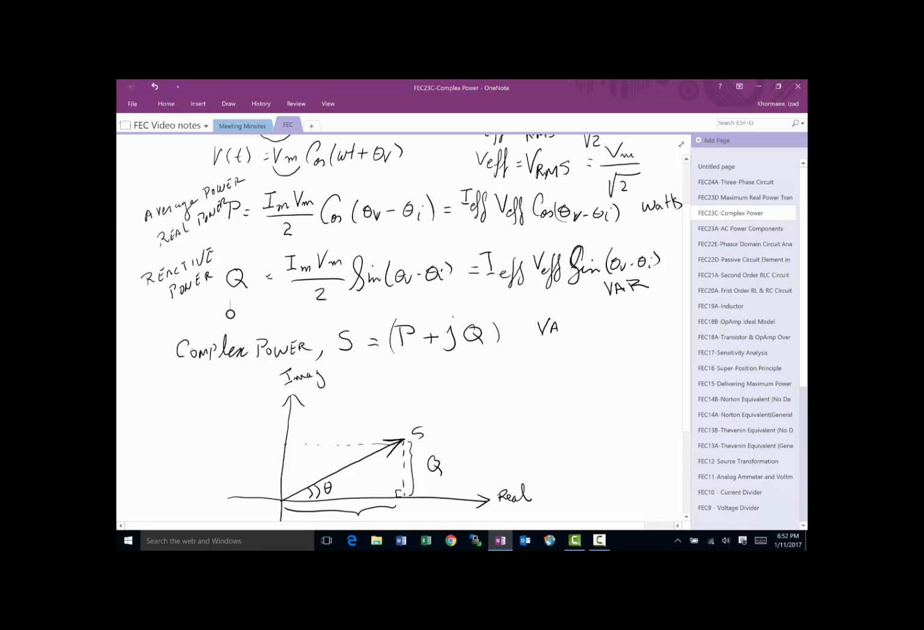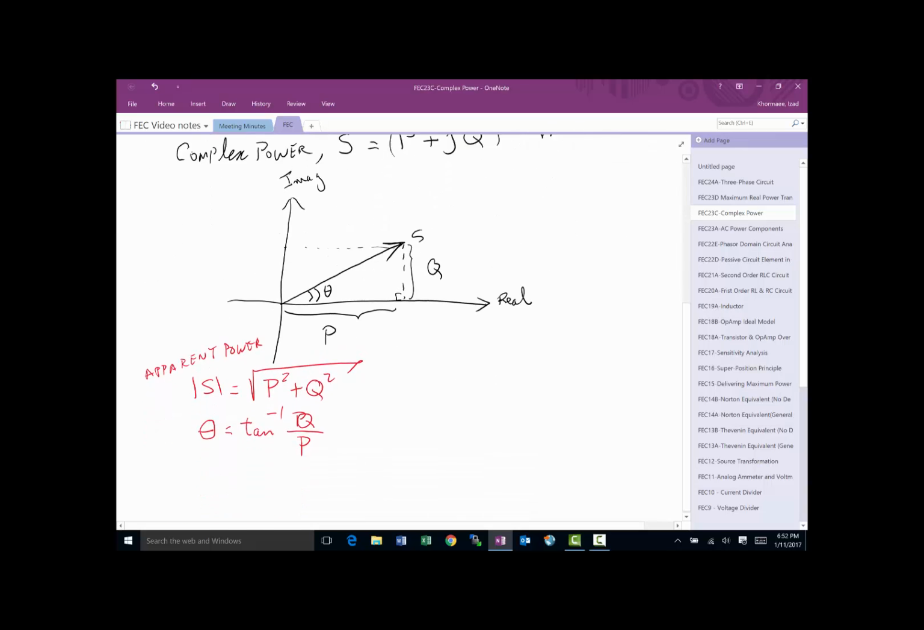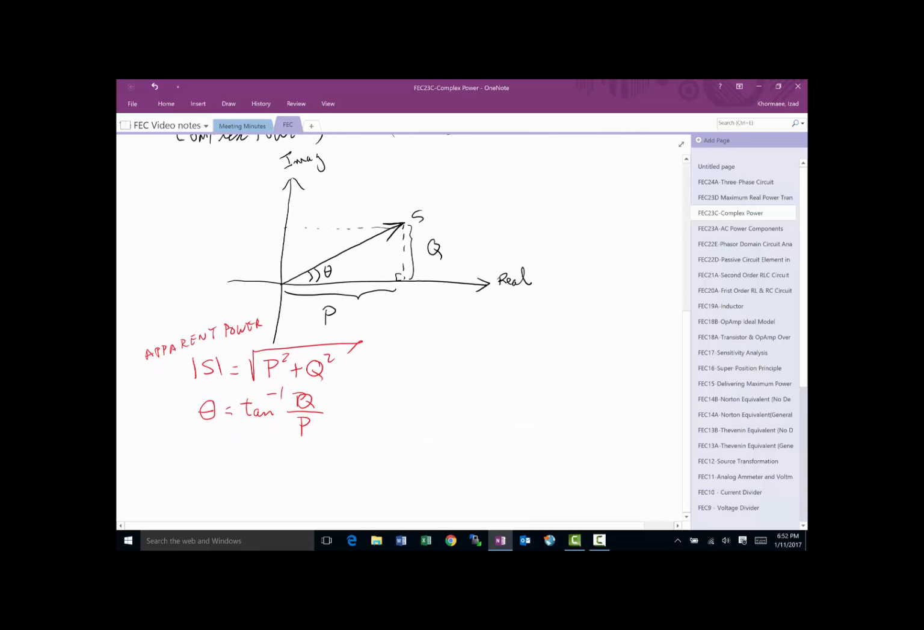One other interesting observation is that the phase angle for complex power is going to be Q divided by P, which is sine of theta V over cosine of theta I. Another way to think about this, the tangent inverse of that would be theta V minus theta I. That's kind of interesting to know. So the phase angle of complex power is theta V minus theta I.